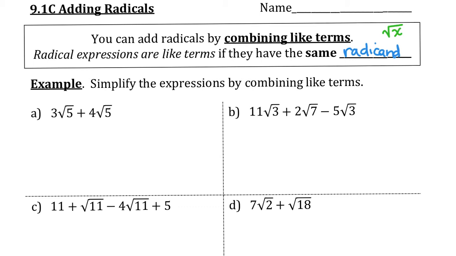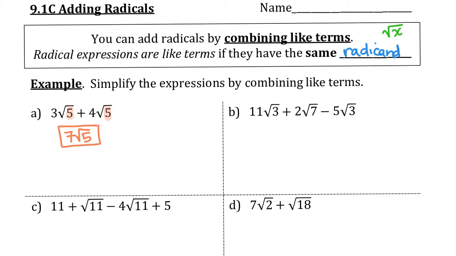So look at the first example. These are all radical expressions, radical terms. If they have the same radicand, they can be combined. So if I look at the radicand here, it's 5. This is also root 5, which means these are like terms. So if I have 3 square root 5s plus 4 square root 5s, I have 7 square root 5s. I'm just adding up the number of square root 5s I have. I am not changing the radicand because I'm not multiplying.